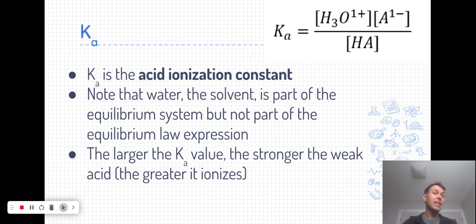The larger the Ka value, as it gets larger and larger than 1, is going to mean that that weak acid produces a higher concentration of hydronium ions, which means it ionizes more. The smaller the Ka value, values of greater than 0 but less than 1, so we get very, very small values, those acids ionize very incompletely and only produce a very small concentration of hydronium ions.